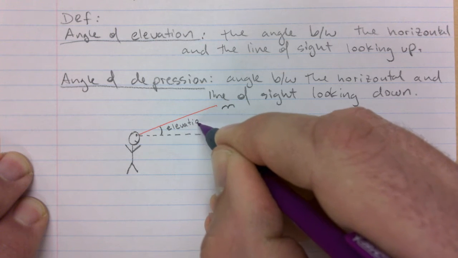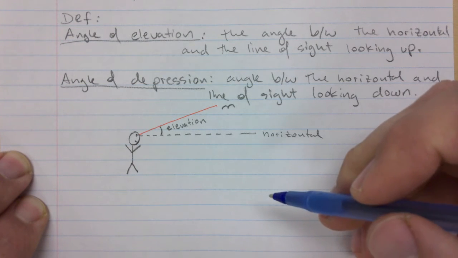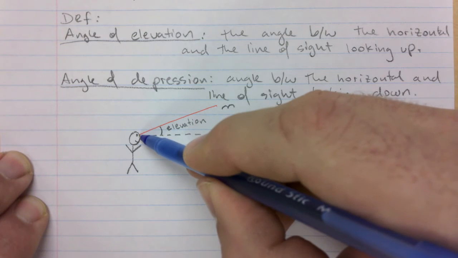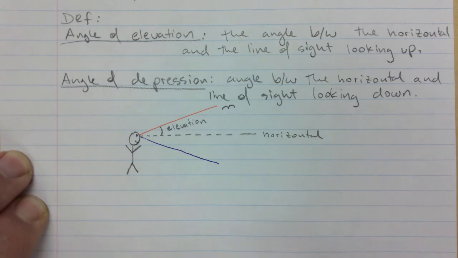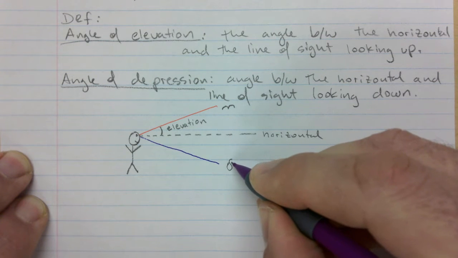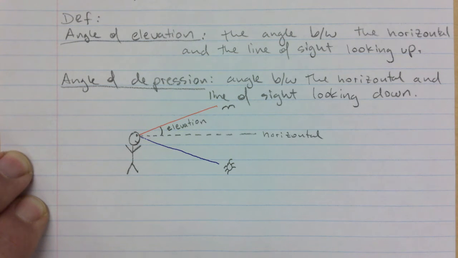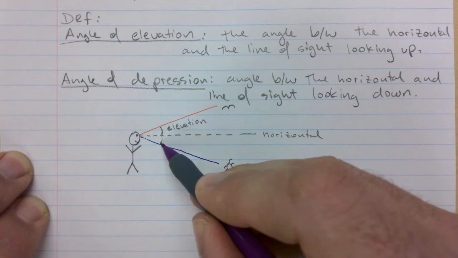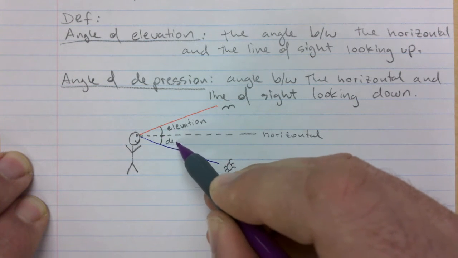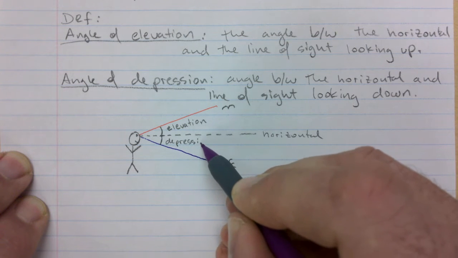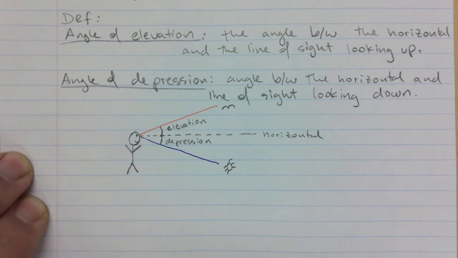And then there's the line of sight looking down. Let's say you see a bug crawling around on the ground. That would be your angle of depression. So it's measured always between the horizontal and the line of sight looking down. So you have your angle of elevation, angle of depression there.